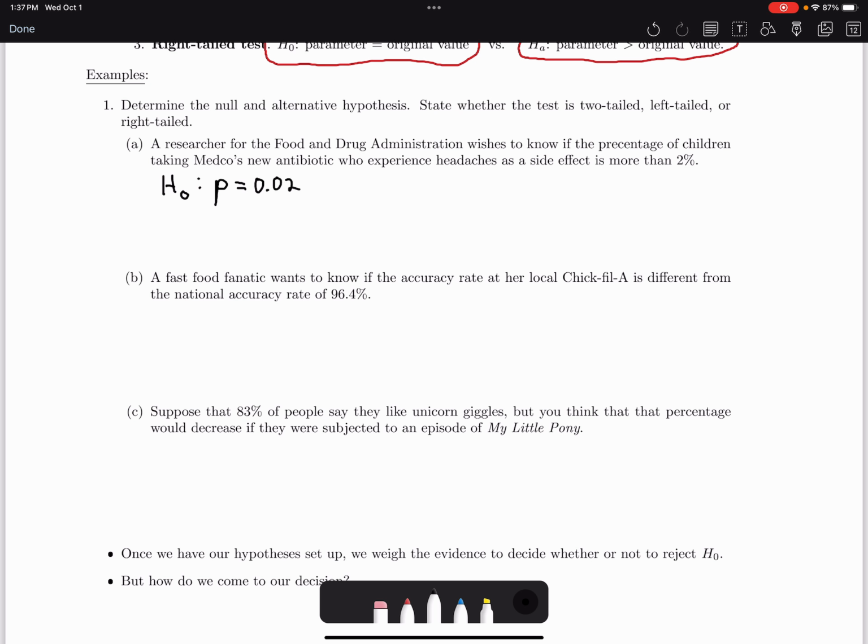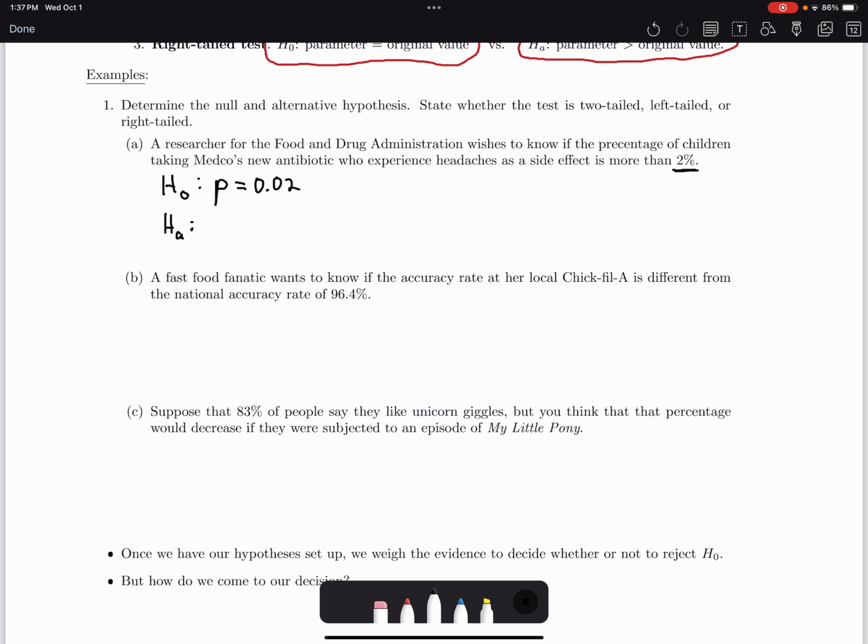P equals 0.02. And by the way, yes, I am stating the percentage as a decimal. That's what we'll do when we're hypothesis testing. So null hypothesis P equals 0.02. The alternative hypothesis is the statement that the researcher is trying to build up evidence to support.